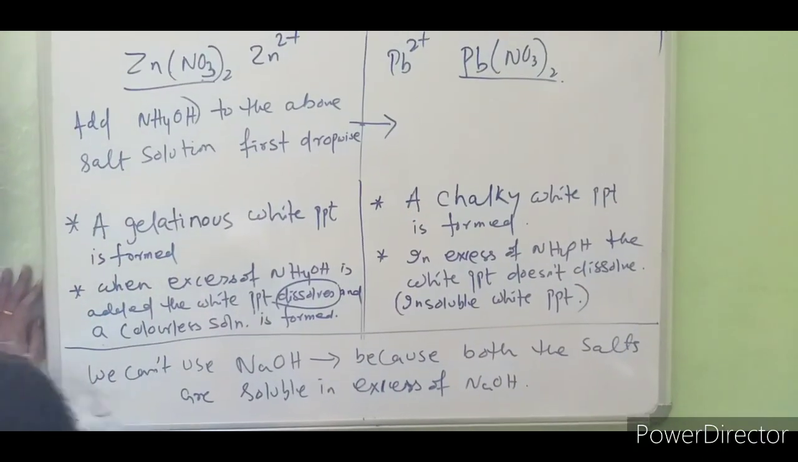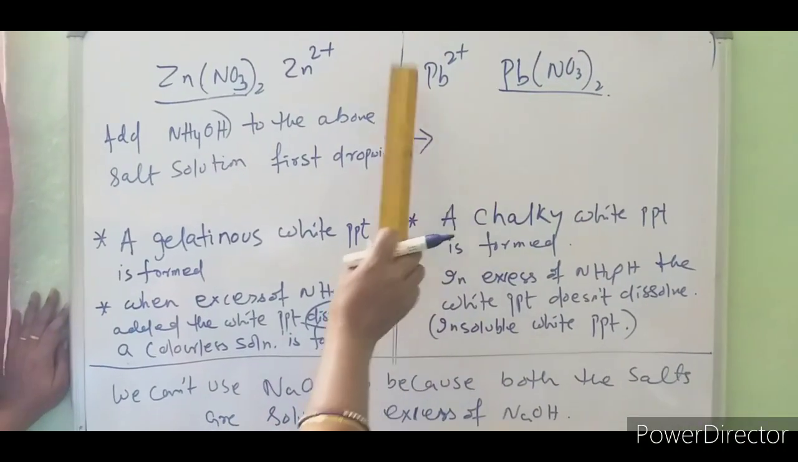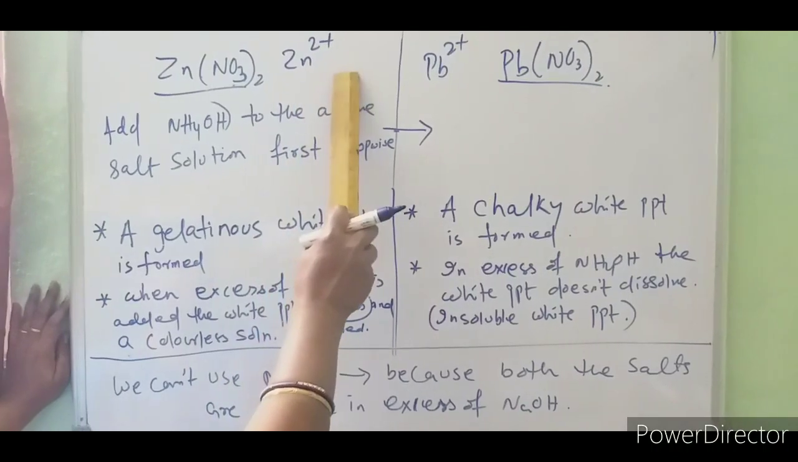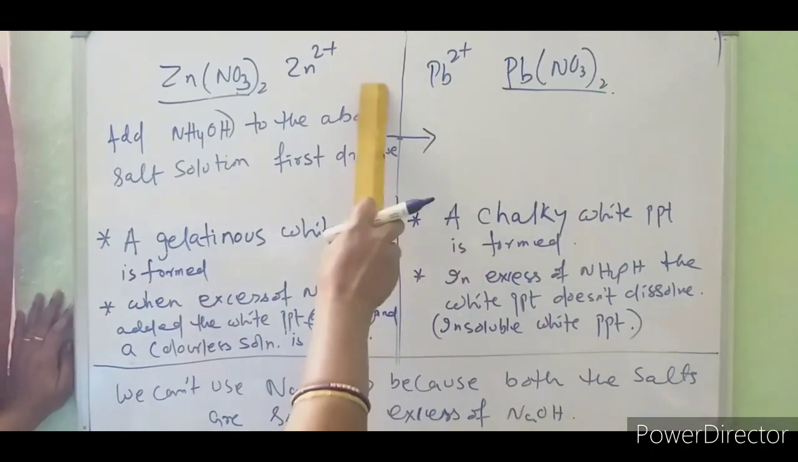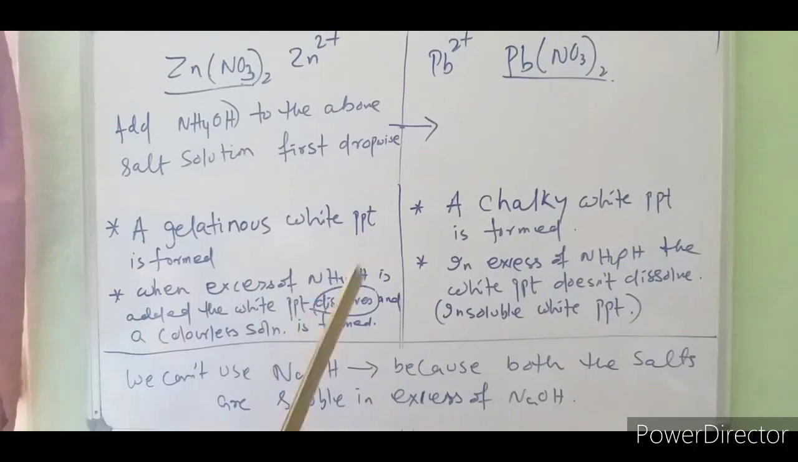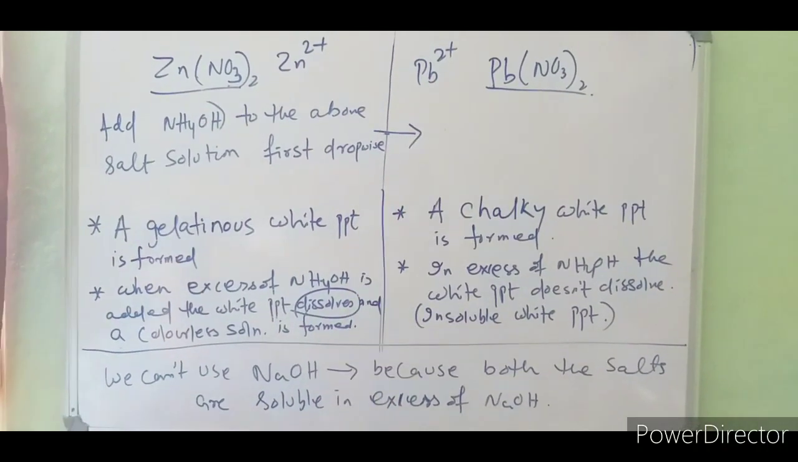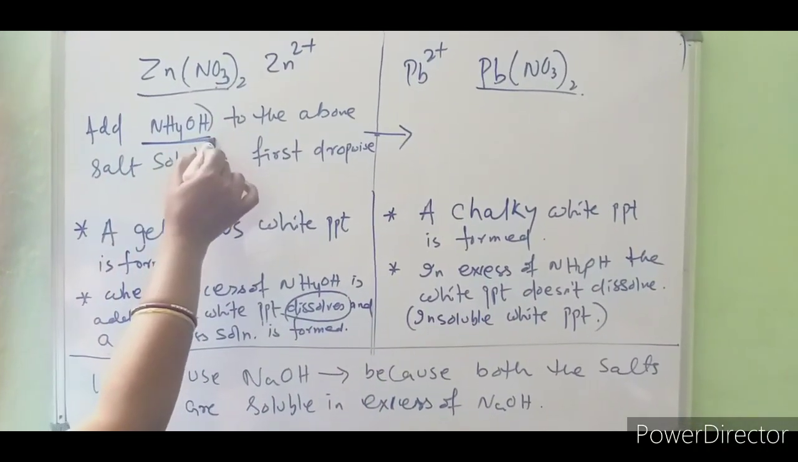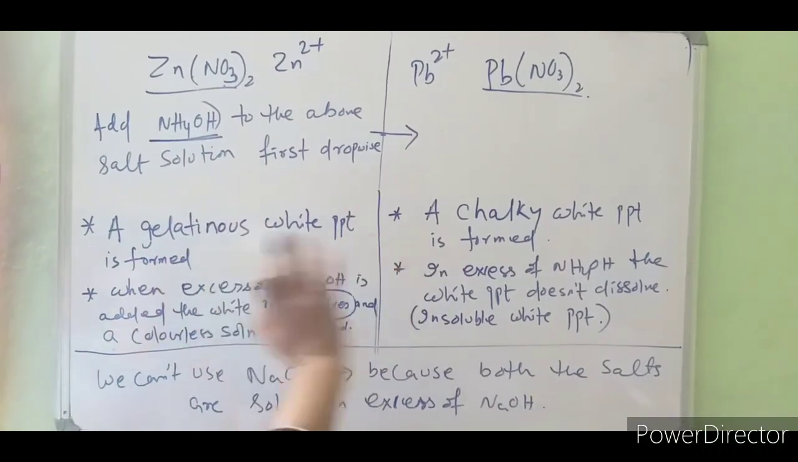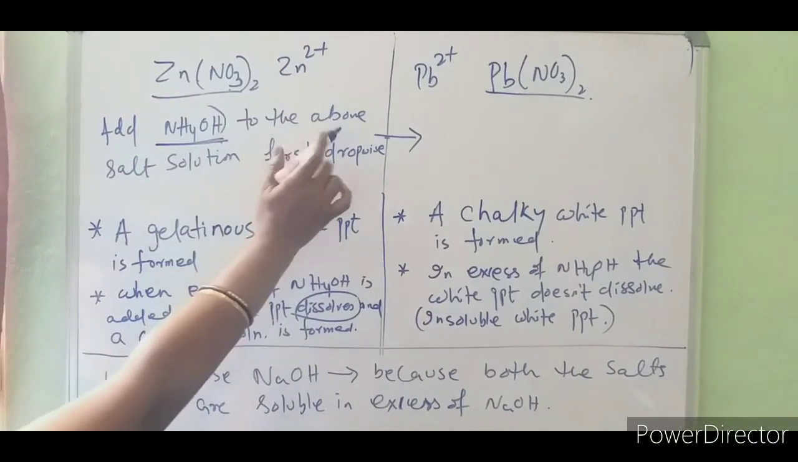So next is zinc nitrate and lead nitrate. Okay, this is a common board question. The question usually comes as distinguish between Zn2+ and Pb2+, or the question asks to name a reagent which can be used to distinguish between Zn2+ and Pb2+. The answer will be ammonium hydroxide. Okay, now let us see. Ammonium hydroxide is the reagent we will take for both. Now add ammonium hydroxide to the zinc nitrate salt solution first.